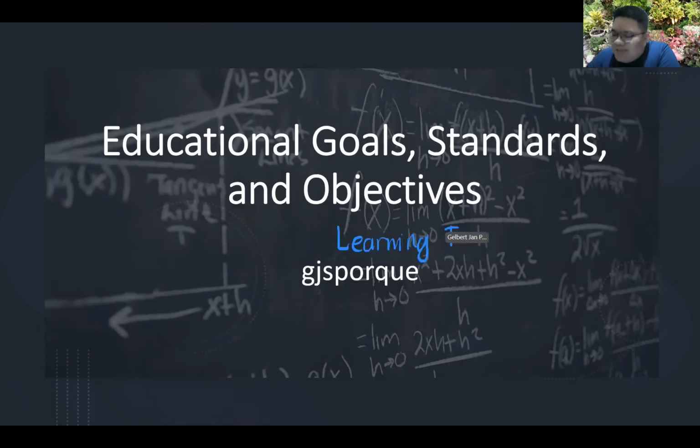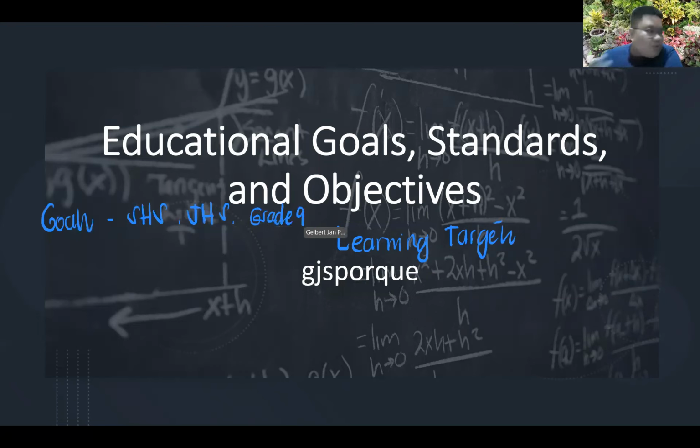So if you would look at it, future educators, when I talk about goals, your goals are very general. It pertains to the entire program. Let's say, for example, the entire senior high school, the entire junior high school, or the entire grade 9 for that matter. Okay, that's what we meant by goals. It refers to the entire program itself.